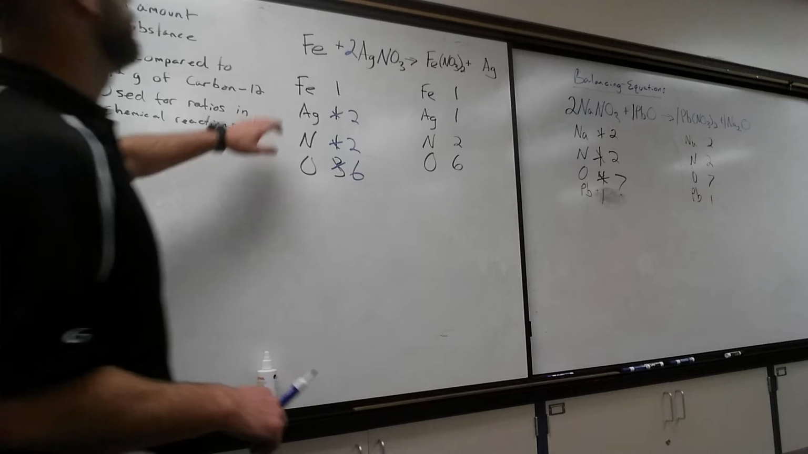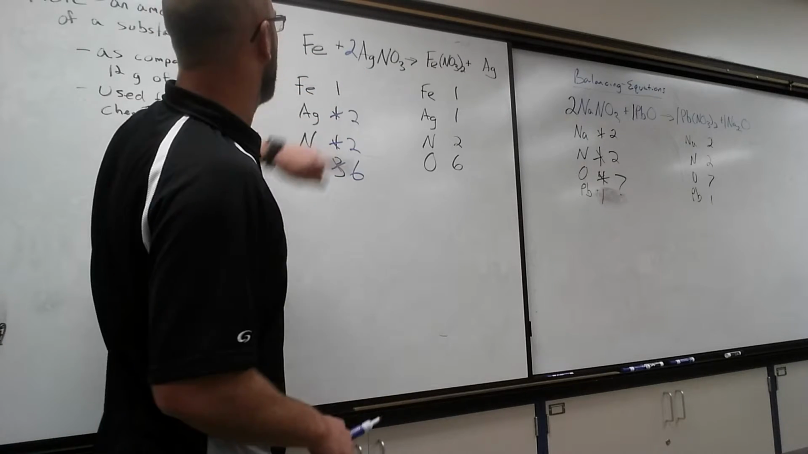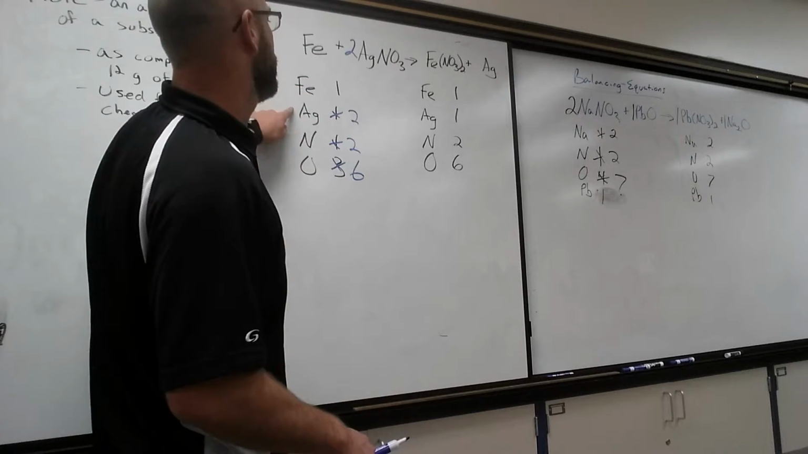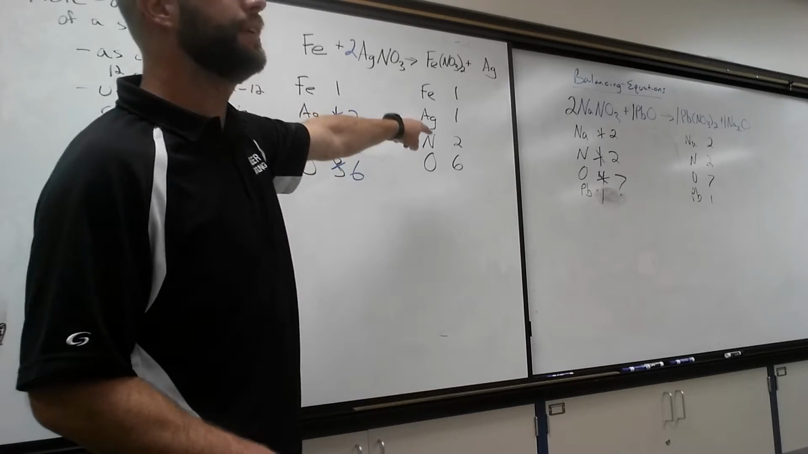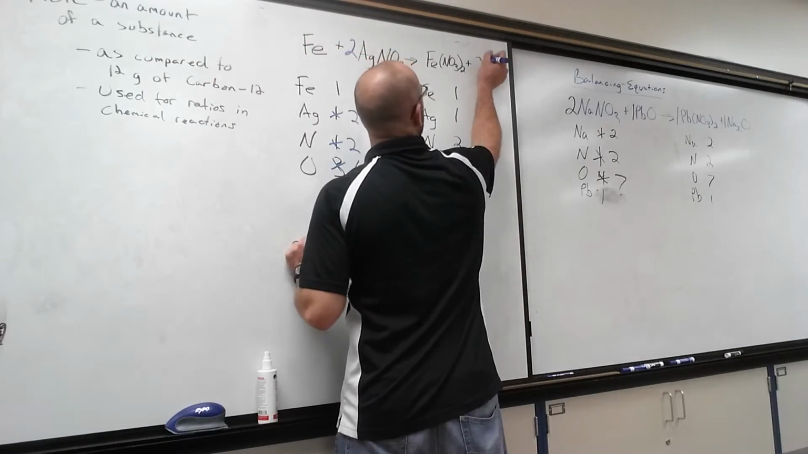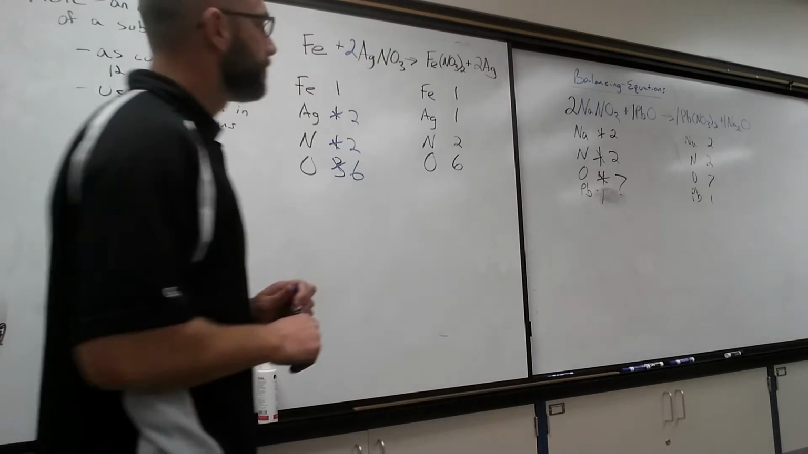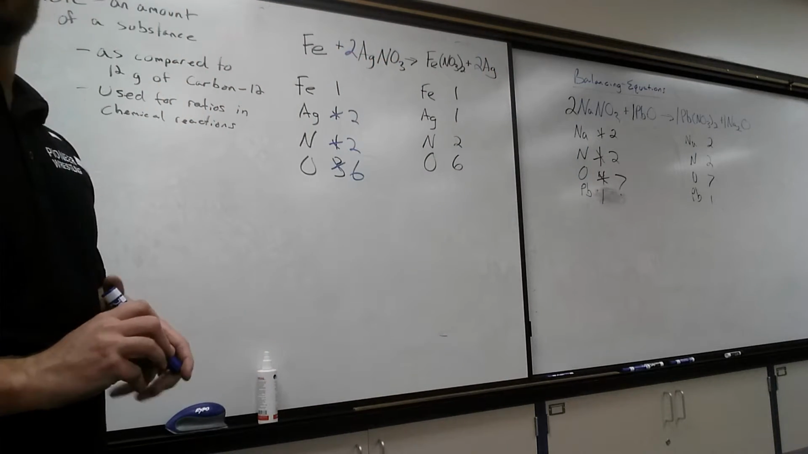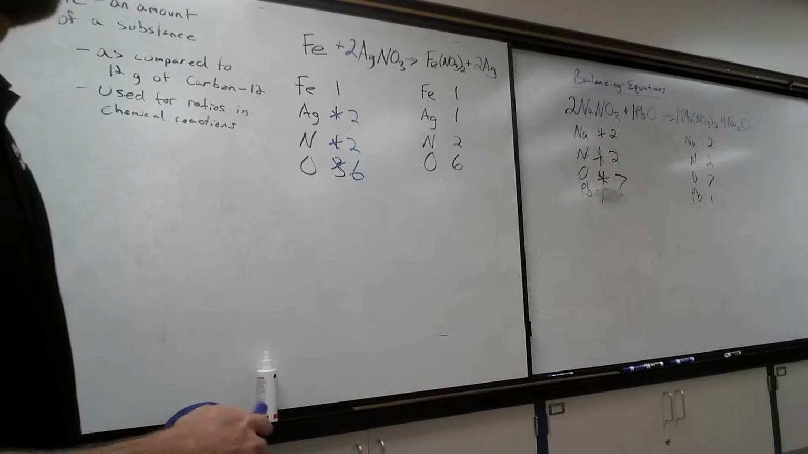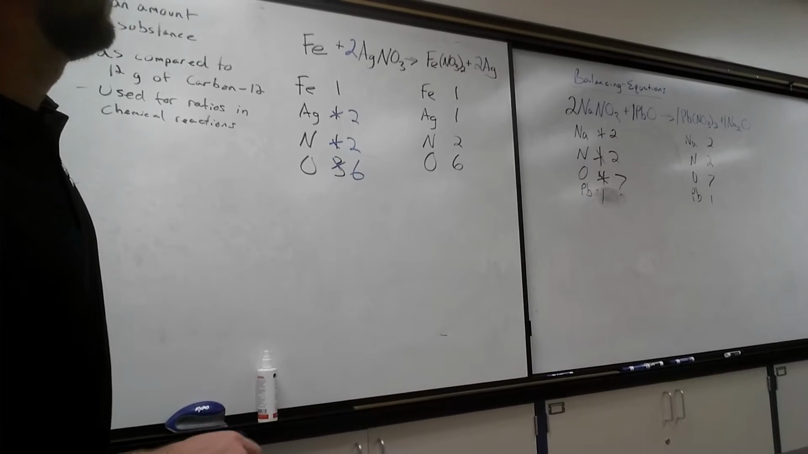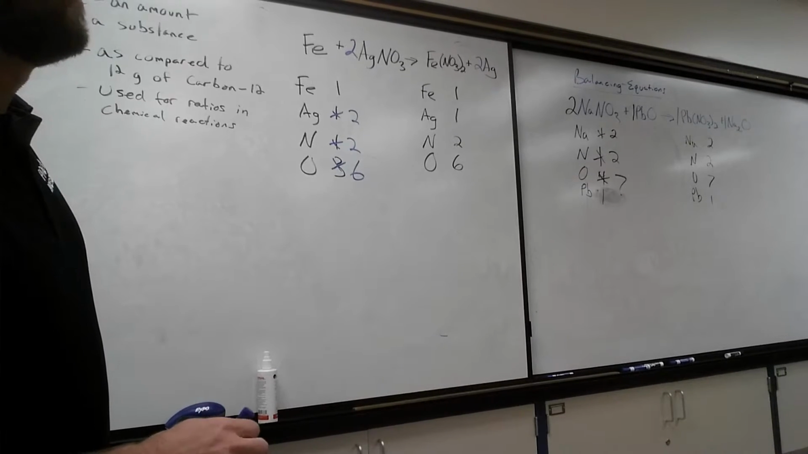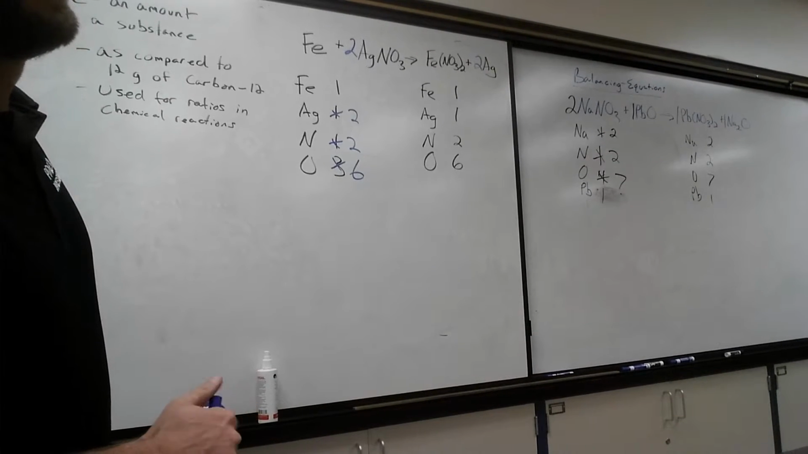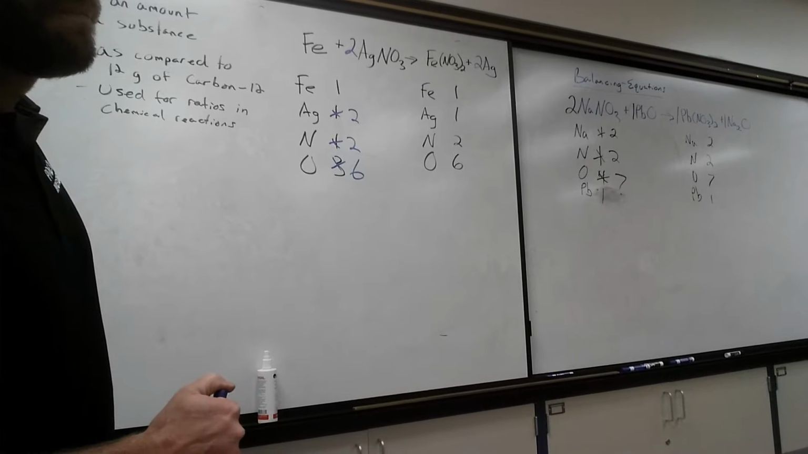All right, so now I've gotten this, so my iron's still good, and this is good, and this is good. The problem is I now have 2 silver, but over here I only have 1, so I need to double my silver over here, which is pretty simple, right? 2 Ag. So we could say this is a single displacement reaction. 1 mole of iron plus 2 moles of silver nitrate yields 1 mole of iron nitrate plus 2 moles of silver.